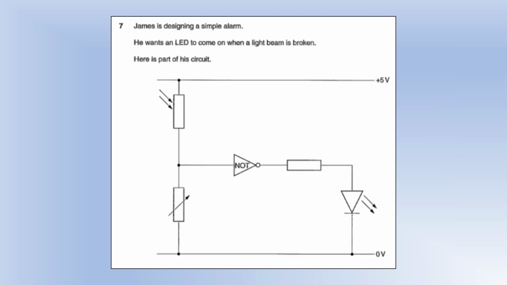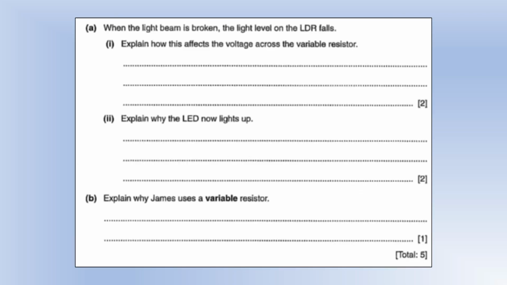James is designing a simple alarm. He wants an LED to come on when the light beam is broken. Here is part of the circuit. Okay. When the light beam is broken, the light level on the LDR falls. Explain how this affects the voltage across the variable resistor.